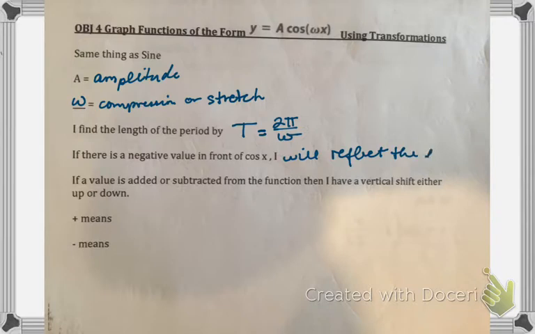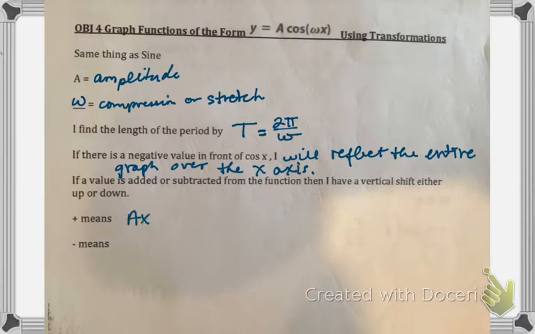the entire graph over the x-axis. So this means whatever's positive becomes negative and whatever's negative becomes positive. If I have a value added or subtracted from the function, then I have either a vertical shift, either up or down. Okay, so what does this look like?